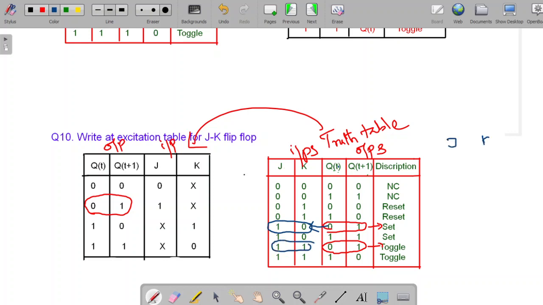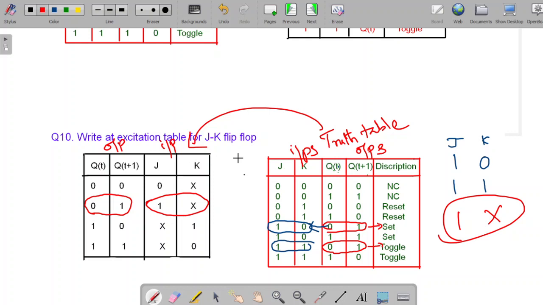So for JK, what are the combinations we have? Either it can be 1 0 or 1 1. So 1 0, 1 1 means if you check, J is always 1, but K may be 0 or 1. So that can be taken as 1X. So this 1X combination is available here. This is how we determine the inputs.